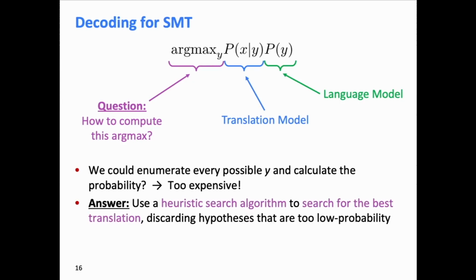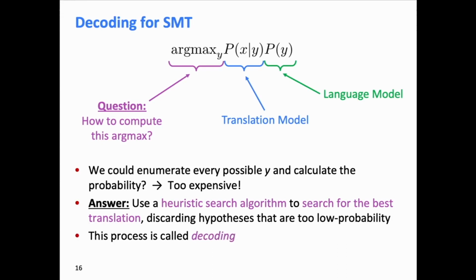So the answer for how you actually do this in practice is you're going to use some kind of heuristic search algorithm to search for the best translation Y, but along the way you're going to discard hypotheses that are too low probability. So you're going to search, but you're going to discard and prune the tree as you go to make sure that you're not keeping too many hypotheses on each step.